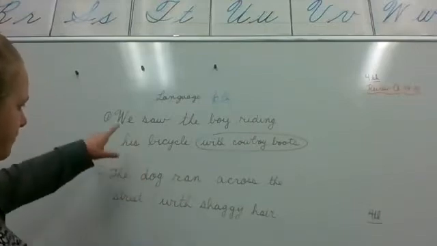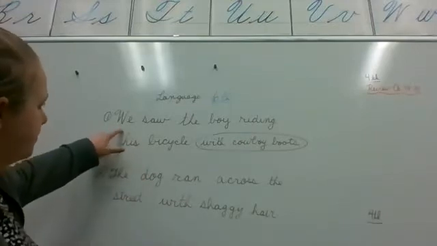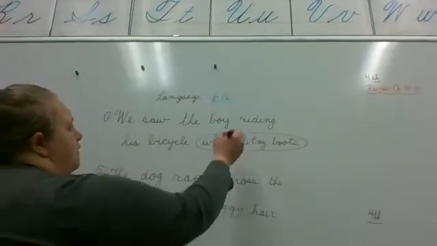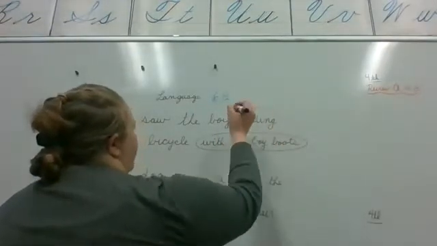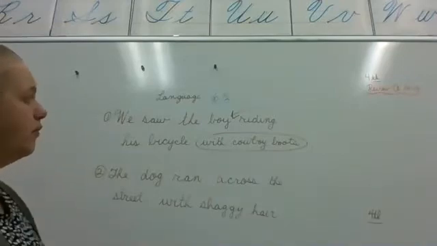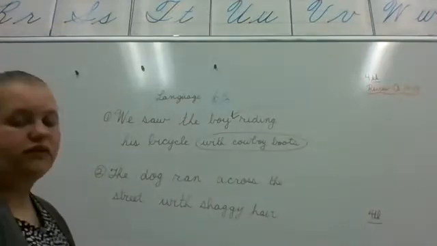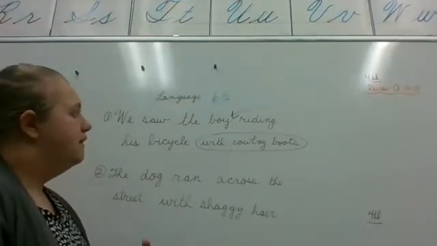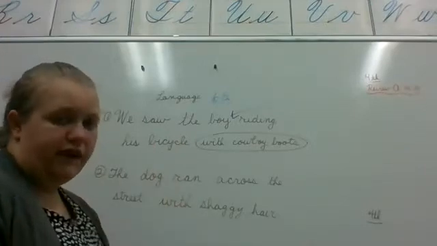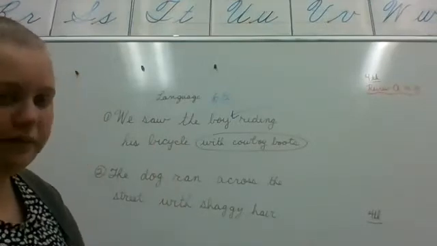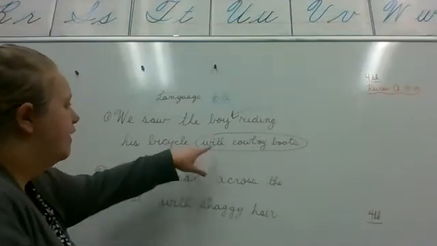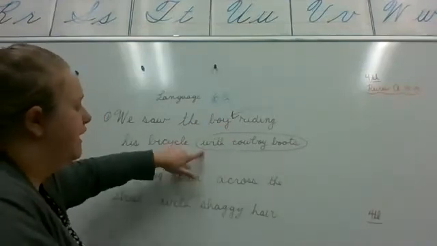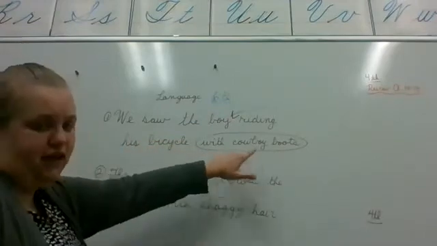But if we moved this phrase up here and put it right here, we saw the boy with cowboy boots riding his bicycle, that would make more sense. Now he's riding a bike with cowboy boots on, and that might not be the best idea, but it at least makes more sense there than at the end where it looks like the bicycle has cowboy boots.